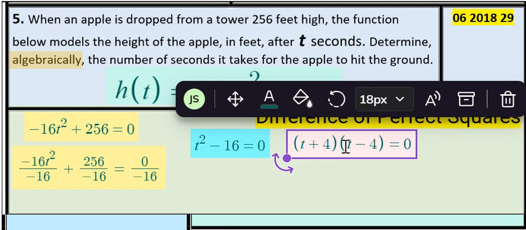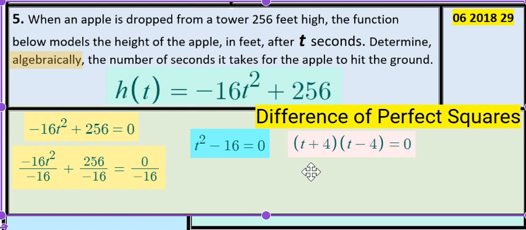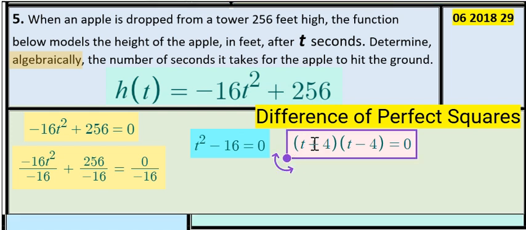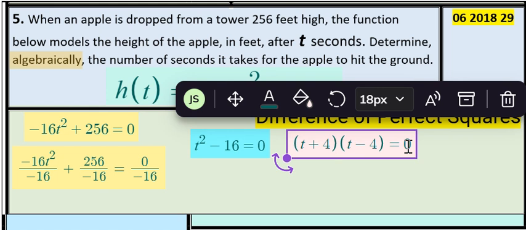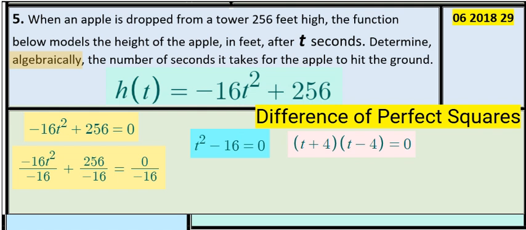t plus 4 or t minus 4 equals 0. So my next step is inside opposite. I can set these equations up, set them both equal to 0, but since there's no number in front of t, I actually take the opposites. And either t equals positive 4 or t equals negative 4.